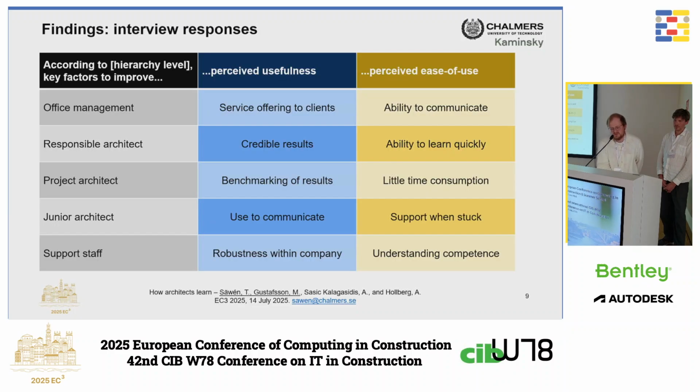And then the interviews showed us that there are very different needs from different levels in the office hierarchy. So on the top level at the office management, the most important usefulness was to provide a service offering to the clients, whereas the ease of use was improved by the ability of the tool to communicate the results to the client. The responsible architect, who was responsible for developing the project, needed to see credible results and trust that the tool provided something that is actually correct. And they also wanted the users of the tool to be able to learn the tool quickly so that they can start working and not spend much time in the training.